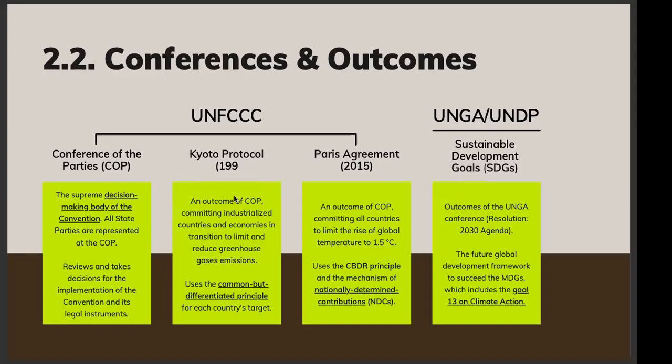And this COP, Conference of the Parties, will be making regulations or policy recommendations. Basically, they will negotiate the policies and the agreements that should be executed by the parties, which are countries. So they review and take decisions for the implementation of the convention and also its legal instruments. And what exactly are these legal instruments?